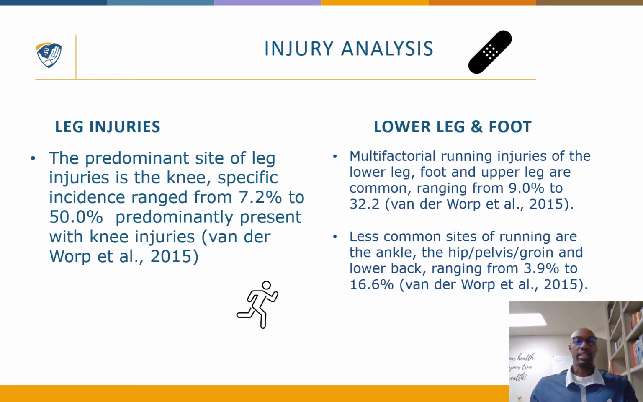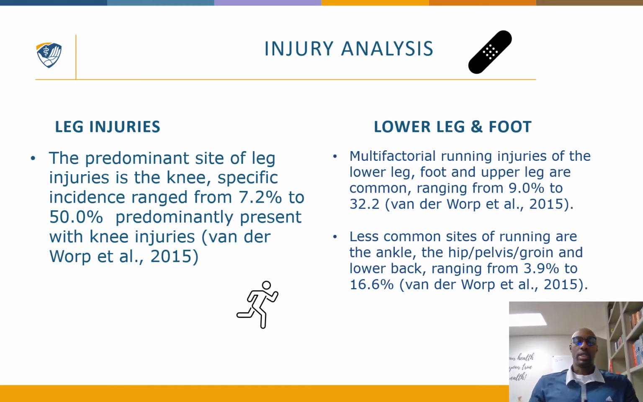So a number of leg injuries occurred, predominantly lower leg injuries, through training. This was identified in 7.2 to 50% of the injuries that were discussed in the Van der Worp et al. study, which determined the running injury distribution reported by these athletes.